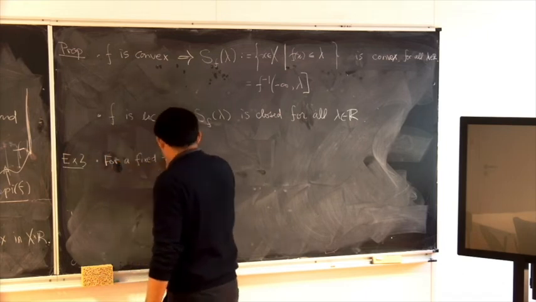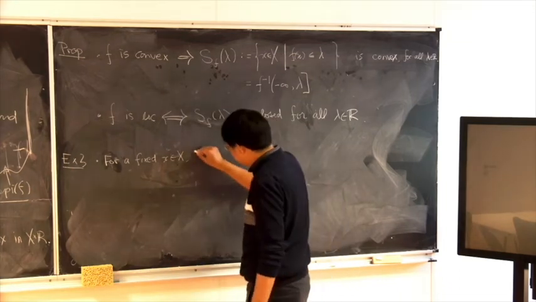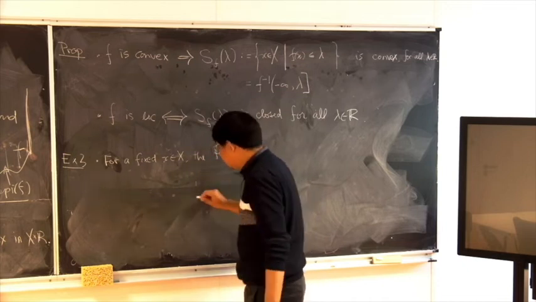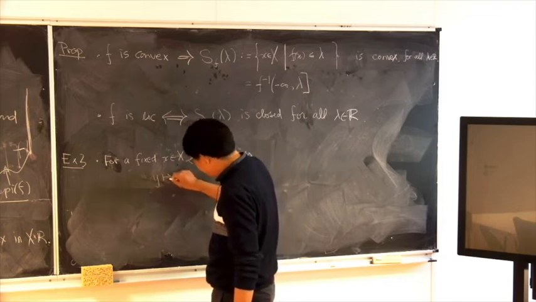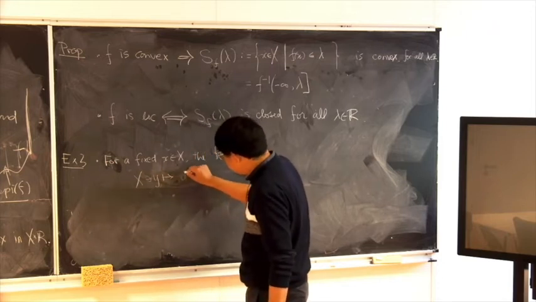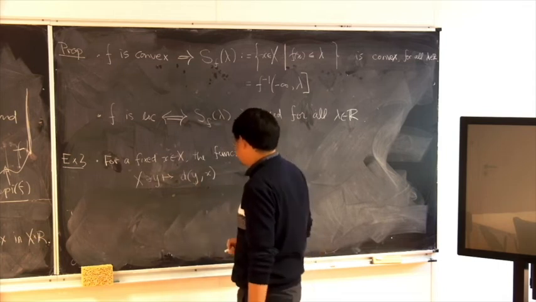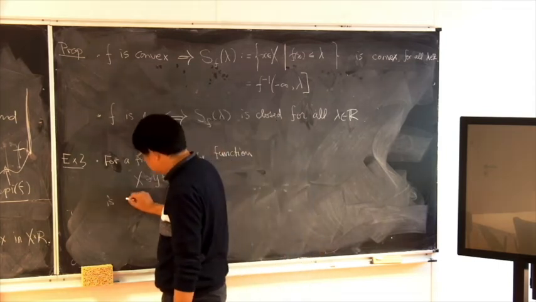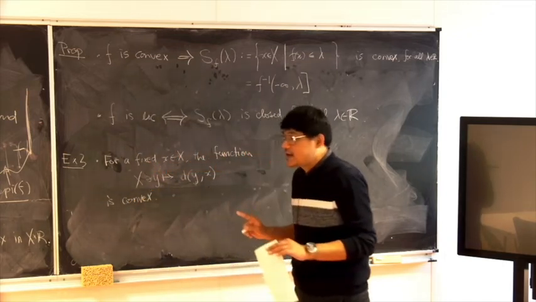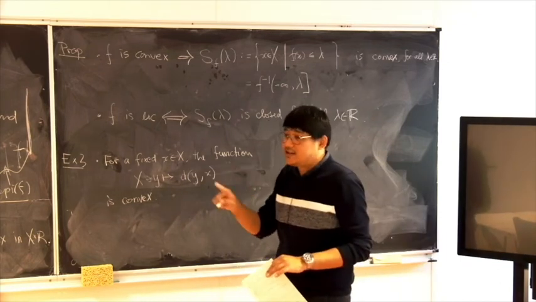So if we fix a point x in the space, the function that maps y, okay, y coming from X, to the value distance of y and x. So this is a convex function. Under the same assumption that the diameter of capital X is strictly less than pi over 2, okay?